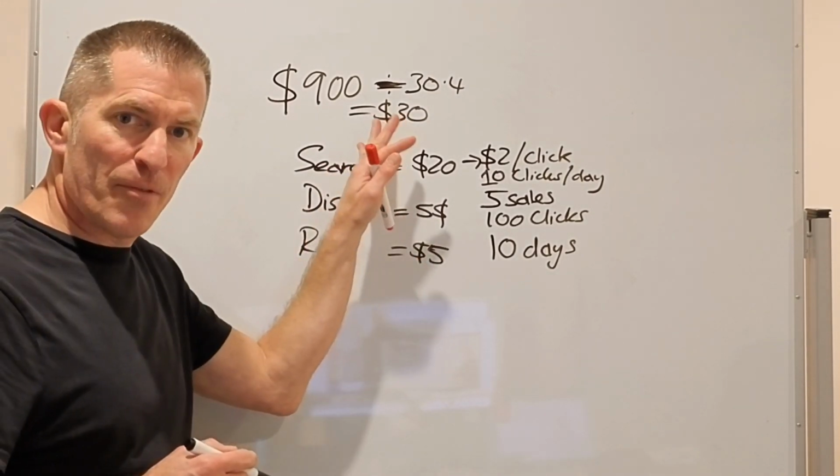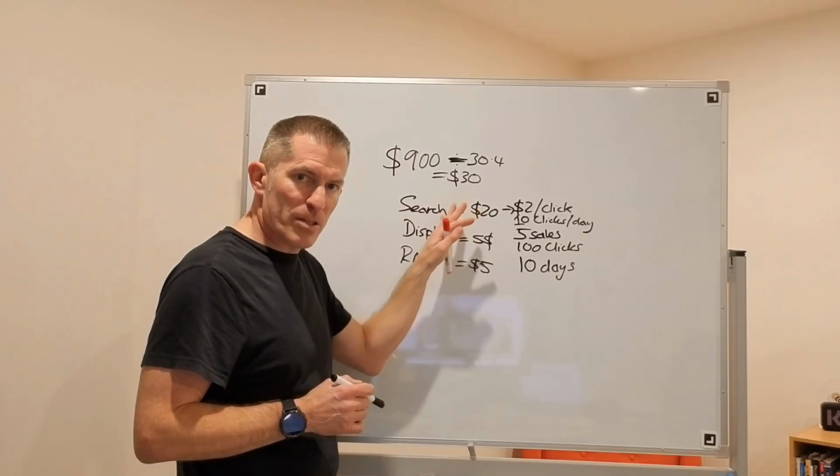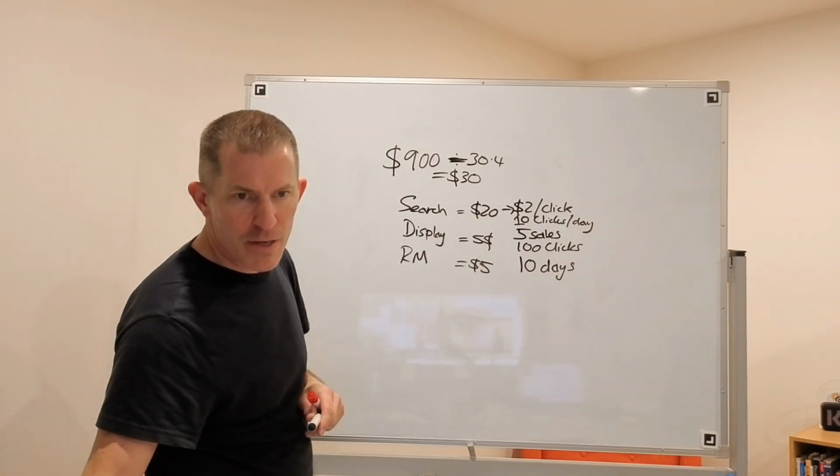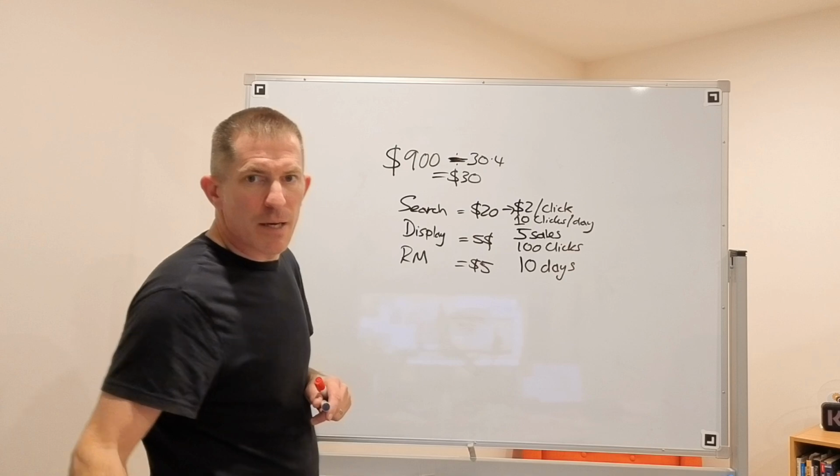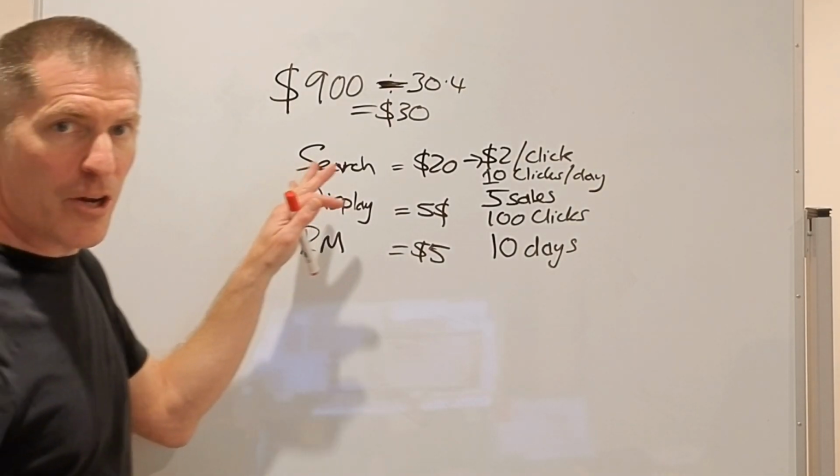So if you have $900 a month, you've got $30 a day on here. Sorry, I'm just going to click on here, whiteboard. You've got $30 a day.